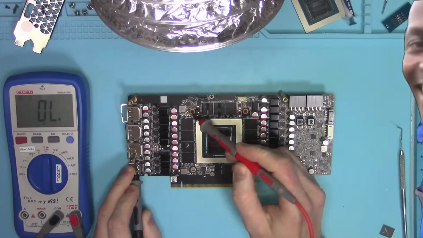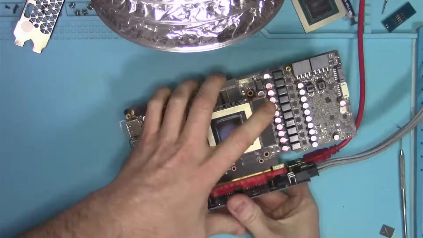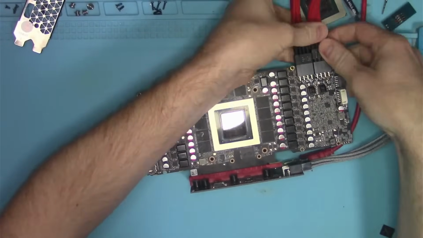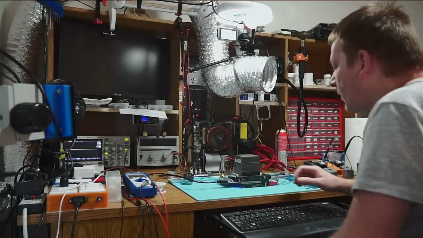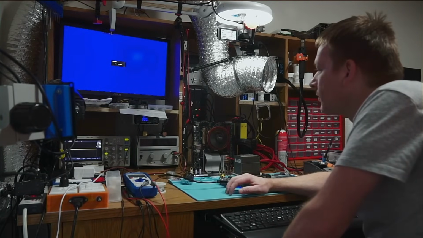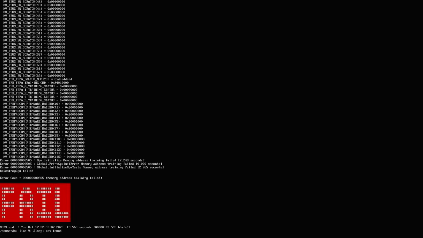Okay, chip is replaced. Resistances are normal, so let's boot and see if we get a picture this time. Nope, no picture. But why? I'll run the memory test again, and it's still complaining about the same channel. And the reason for that is my misunderstanding of MODS report.